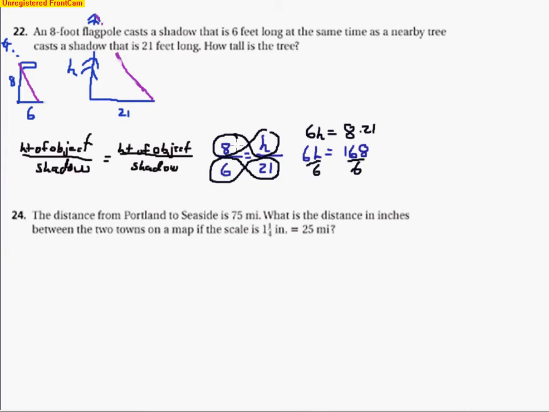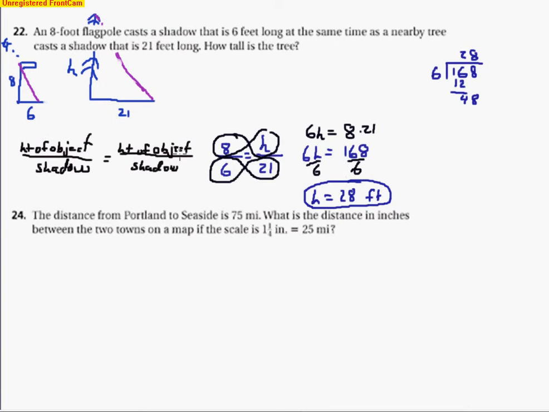And 6 will go in there. I know it does because 8 is one of the factors, and 2 goes into 8. 21 has a factor of 3, and 2 and 3 make 6. So 6 will go into this number. And we'll go ahead and write it out there. 6 into 168. So 6 goes into 16 two times. Makes 12, and we have a 4 left over. So 6 into 48 goes 8 times. So there it is. h equals 28. So the height of the tree was 28 feet.